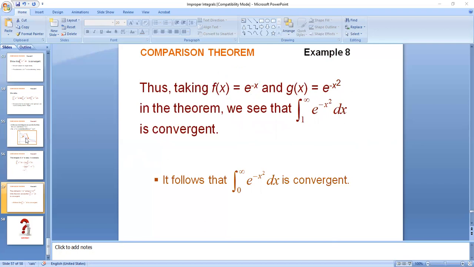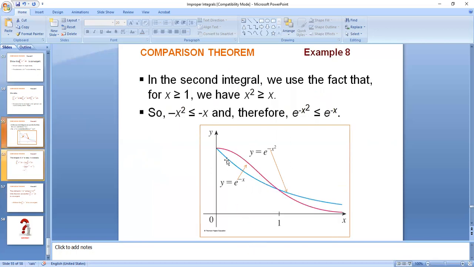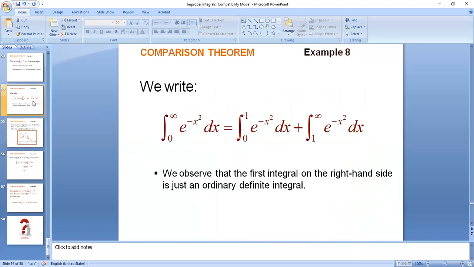Nga amo na siya ang gigamit because inkumpara diri nga kung ang ini nga curve na e raised to minus x squared is just a part of this curve which is e raised to minus x in terms of value because this one is exponentially decaying gamay value as x approaches infinity compared to e raised to minus x. So it's just said to be part of this one. And what are we using? What principle are we using for that? We go back to this one.